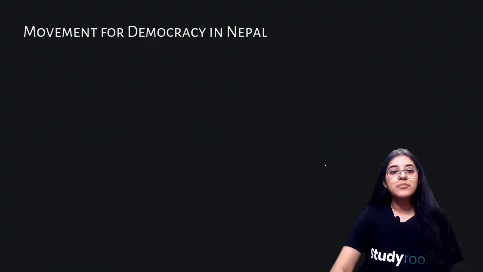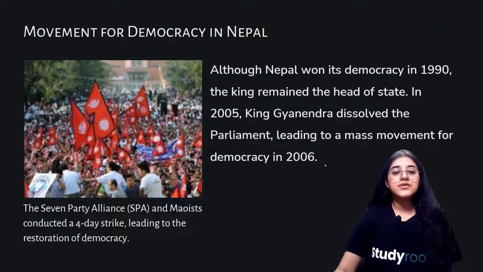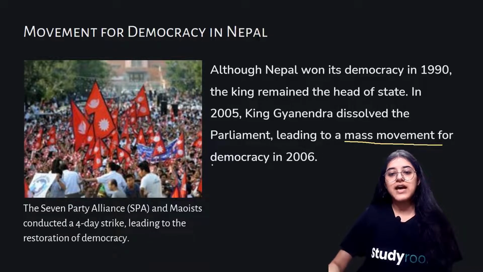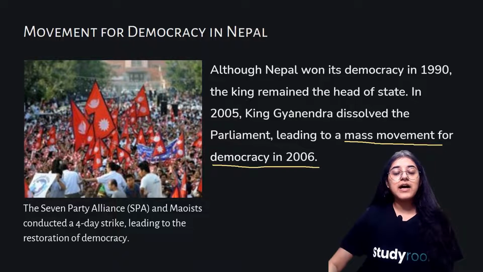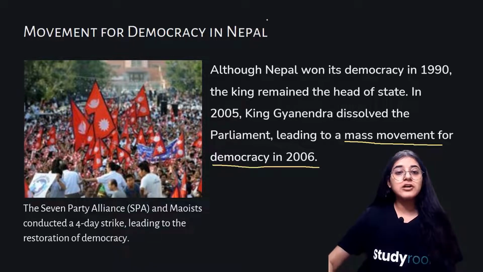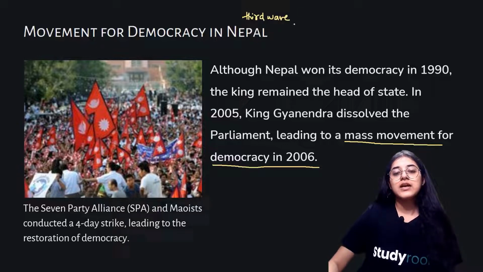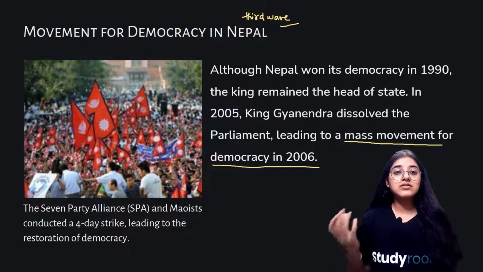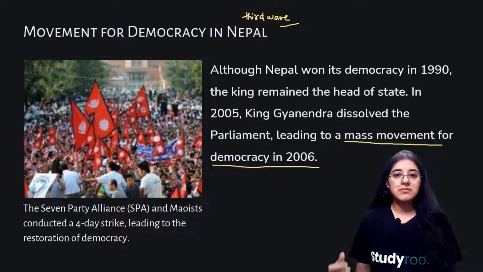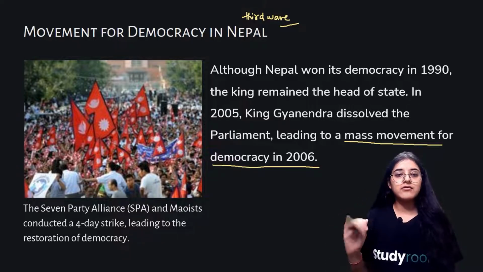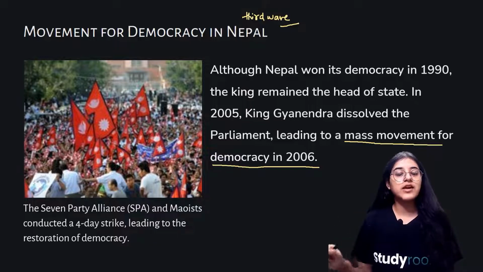Let's go. So, movement for democracy in Nepal. Before it started, this mass movement for democracy happened in 2006. Before that, what was happening there? Nepal is one of those countries which belong in the third wave of democratization. So what exactly is the third wave of democratization? Basically, several scholars determine that there are 3 waves in which democracy was established within various countries.